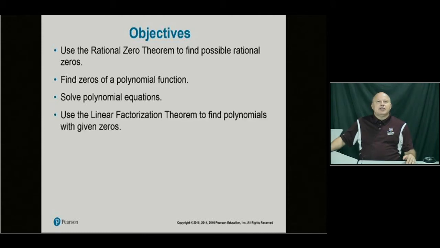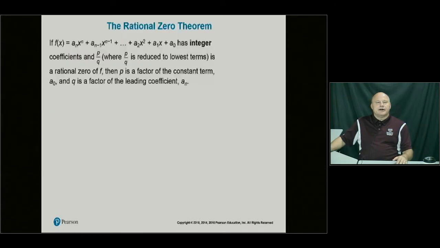The fourth one is to use the linear factorization theorem to find polynomials with given zeros. That's basically the factored form of a polynomial equation, so we'll talk about that when we get there. And then we're going to use the Descartes rule of signs. I will tell you right now, it will not find the zeros for you, but it will find you the possibilities of the zeros. It's kind of limited in what it can do, but it will find some of them. All right, so let's begin with our first objective, the rational zero theorem.